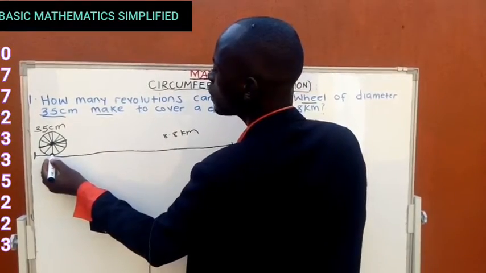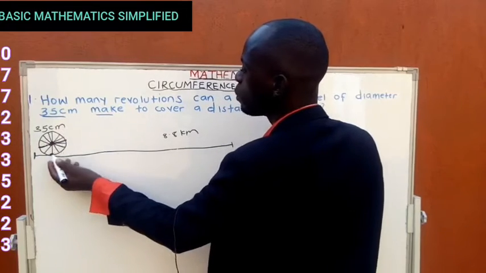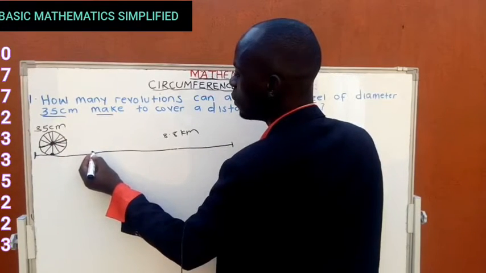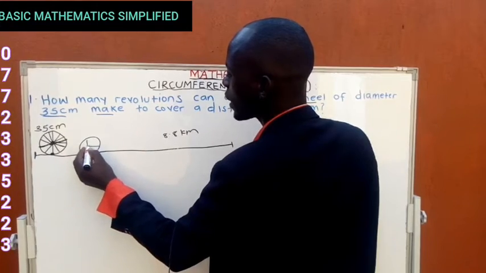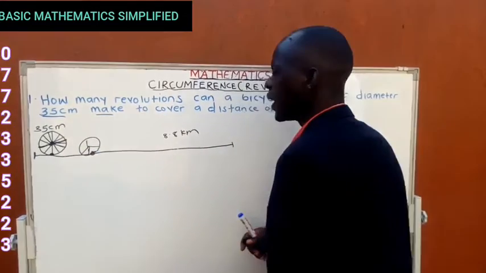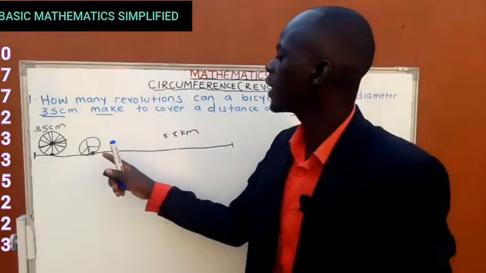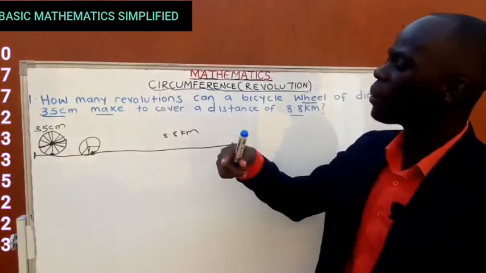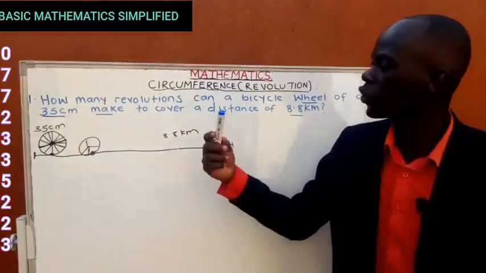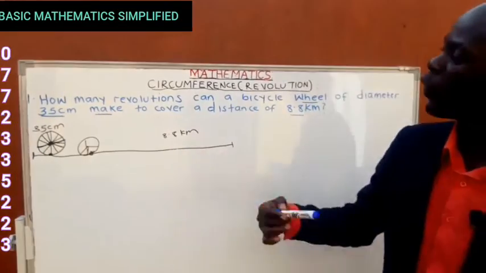Now, when you roll this wheel until this point comes back down, that's what we mean. This point that you marked here comes back down, that's already one turn. When it comes back again, that's the second turn. When it comes back again, that's the third turn. So those are revolutions.